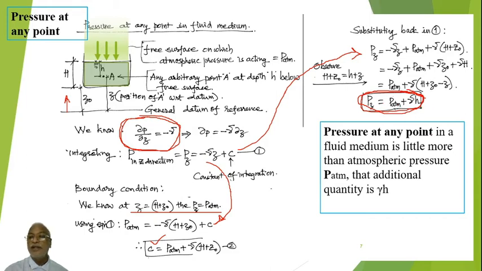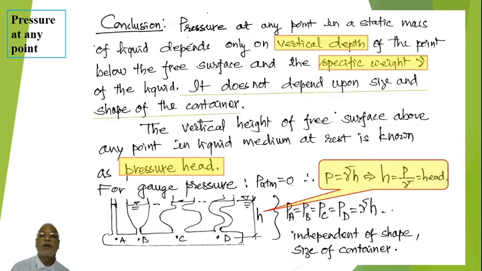So pressure at any point in a fluid medium is a little more than atmospheric pressure P atmospheric. That additional quantity is gamma into h. So pressure at any point is equal to atmospheric pressure plus gamma into h. That is the conclusion one should know. Okay, what is the conclusion?